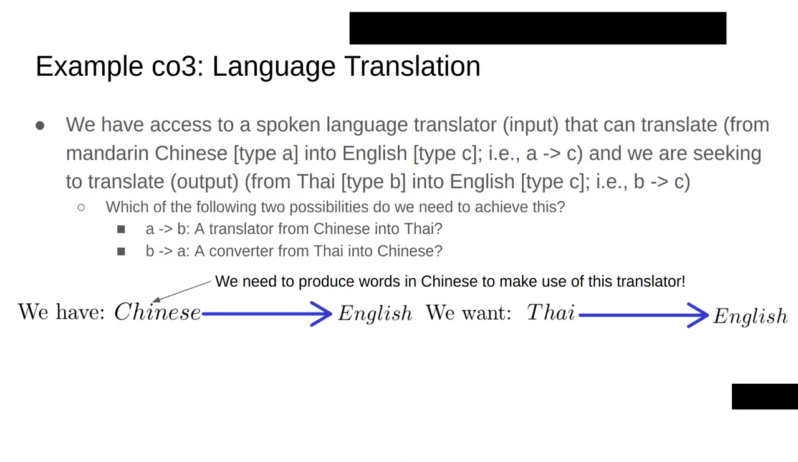By contrast, suppose that we have a translator that can go from Chinese into English. We're seeking to translate from Thai into English. How do we do that? So that's A to C, and we want from B to C, from Thai to English. We have an A to C. We want a B to C. Do we get it by going from an A to B? In other words, from someone who can go from Chinese into Thai? Or do we want it from Thai into Chinese? Thai is the input here. We want to take it in. It's a precondition. It's the thing we need to go from Thai. So do we want to go B to A or A to B?